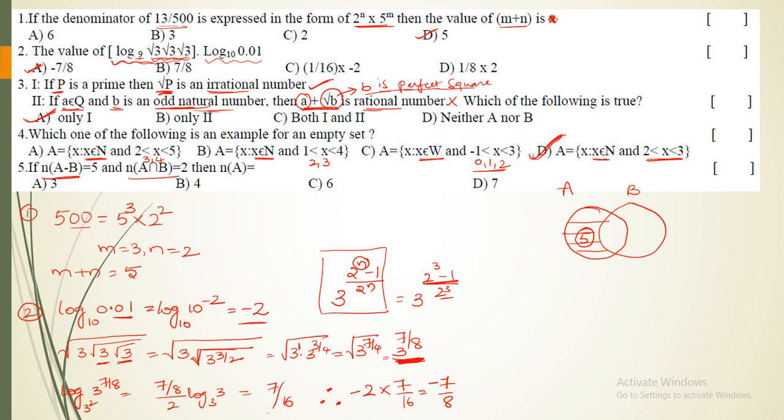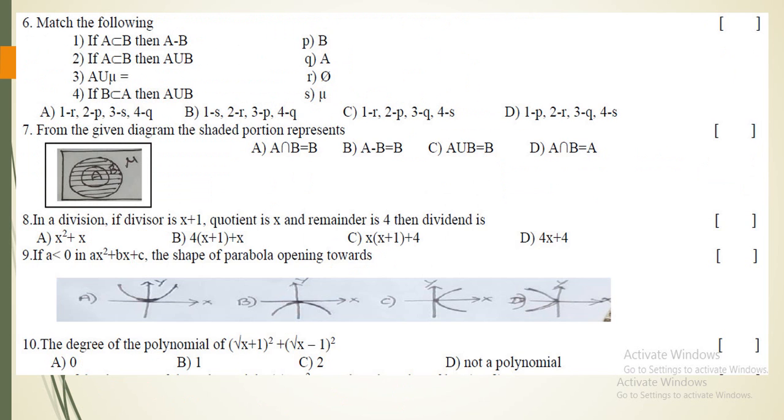Next, n of A intersection B is given. A intersection B means this one, the common part. It contains 2 elements. Now what did he ask? n of A, the number of elements present in set A. So the total number of elements present in set A is nothing but 7. Next, moving on to one more question.